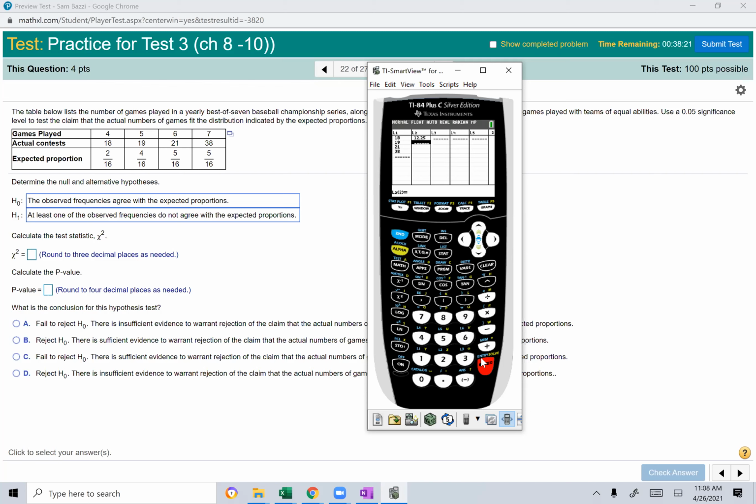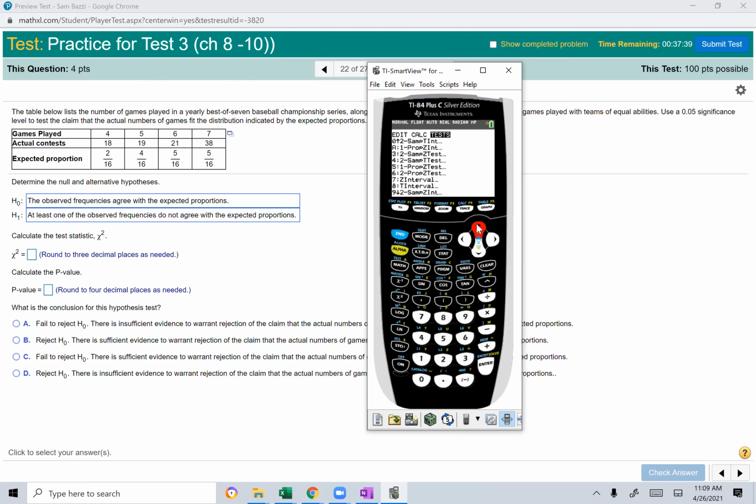Enter. 4 over 16 will be 0.25. Mainly I'm gonna give you percentages so you don't get confused, but I just wanted to show you that it could be a decimal proportion, guys, so that's fine. 5 over 16, guys, just divide 5 by 16. I got 0.3125. Just take 0.3125 times 98. And finally, 5 over 16, same thing, 0.3125 times 98.